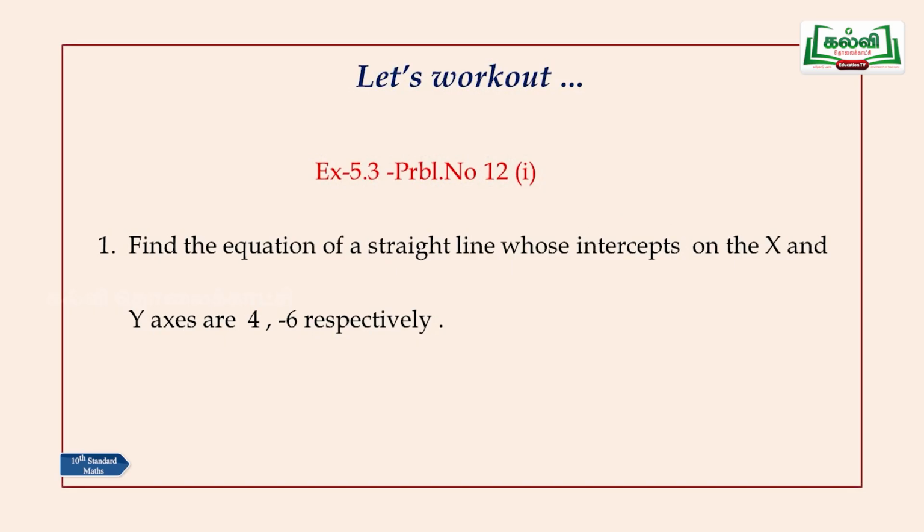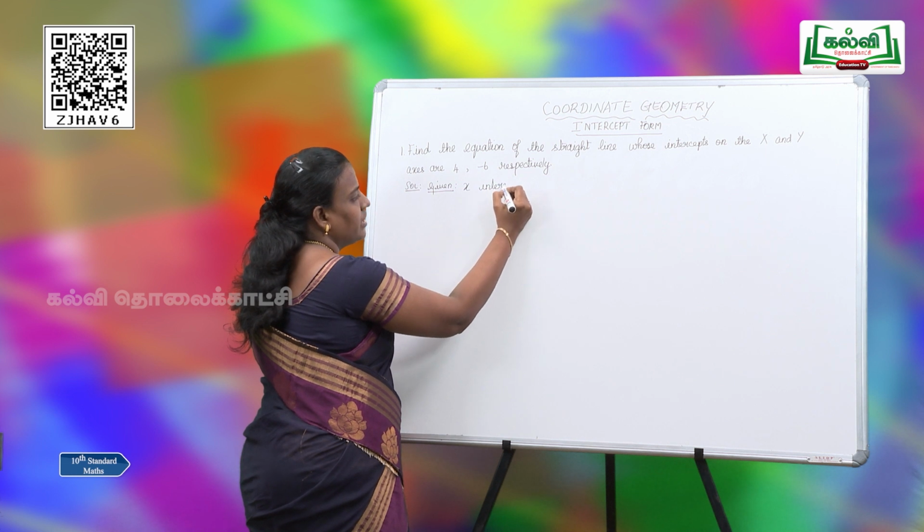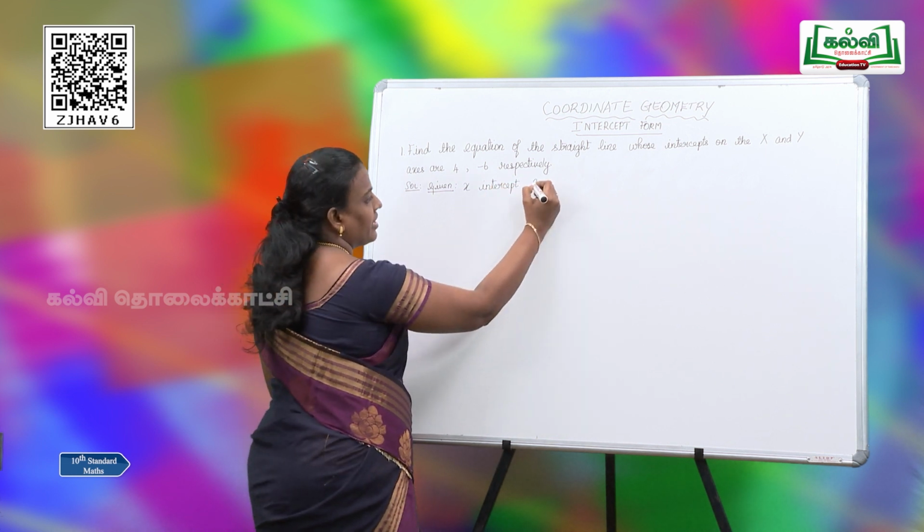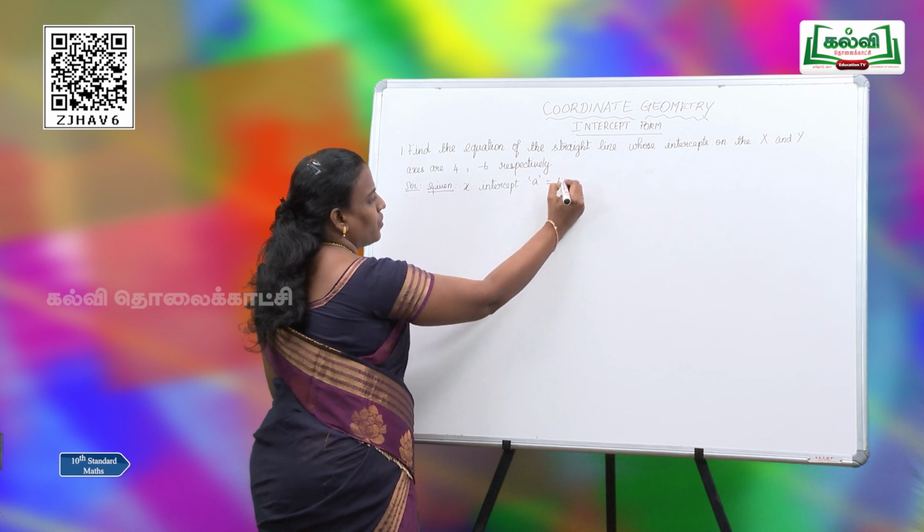The problem we are going to work out now is problem number 12, the first subdivision in exercise 5.3. Let me read the question for you. Find the equation of a straight line whose intercepts on the x and y axis are 4, minus 6 respectively. So that means the x intercept is 4 and the y intercept is minus 6. We will first write it out. You call the x-intercept as a. Very good. So a is equal to 4.